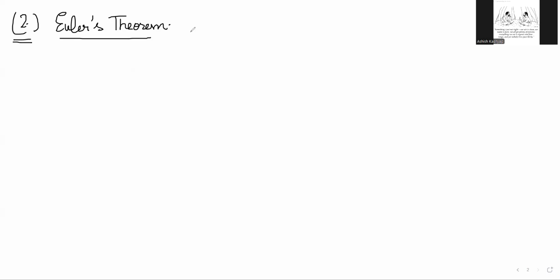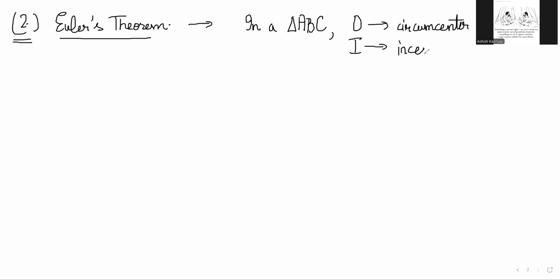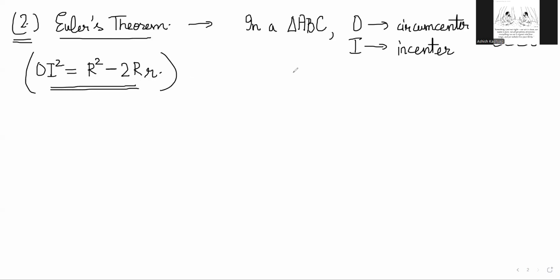Euler's theorem says that if there is a triangle ABC where O is circumcenter, I is incenter, and R and small r have their usual meanings, circumradius and inradius, you have to prove that OI square is equal to R square minus 2Rr. This is what you have to prove. Basically, you have to find the distance between circumcenter and incenter.